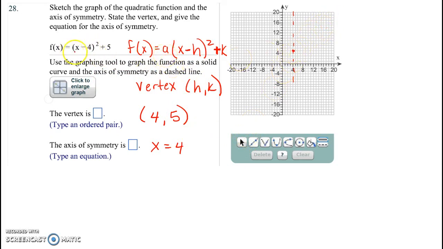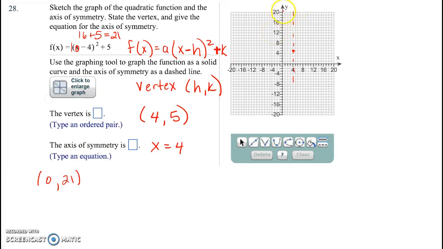My a value here, since there's a 1 right there and it's positive, it's going to open upward. I know it opens upwards. So let's find our y-intercept. What is always true of our y-intercept? Yeah, x is 0. So if I plug 0 in right here, I get -4 squared, which is -4 times -4. That's 16 plus 5. That equals 21.